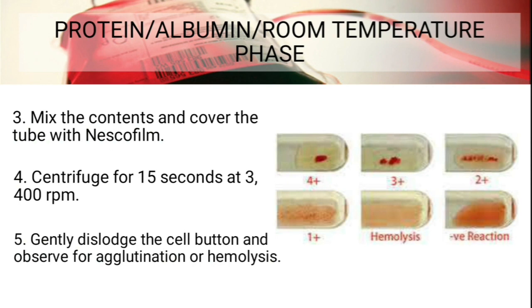After that, mix the contents, cover the tube with Parafilm, and centrifuge for 15 seconds at 3,400 RPM. Next, gently dislodge the cell button and observe for agglutination or hemolysis, as you can see in the picture on the right. If no agglutination or hemolysis is observed, only the major cross-match with albumin and minor cross-match with albumin tubes will proceed to the thermo phase, which is the next phase.